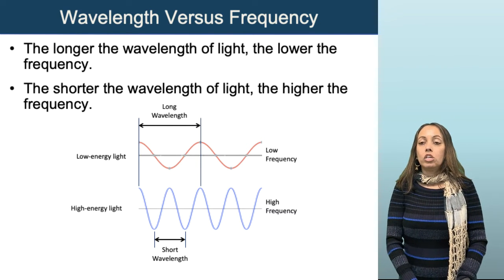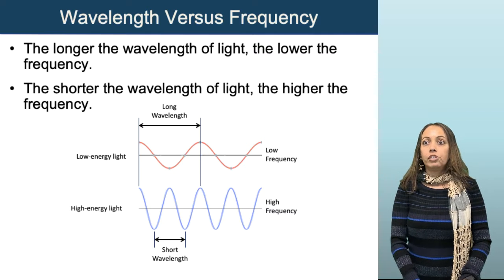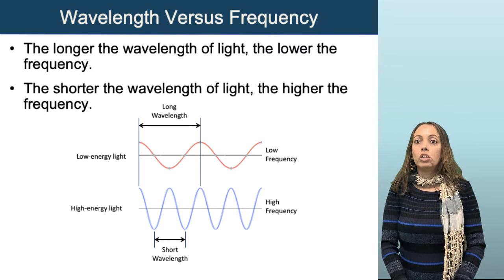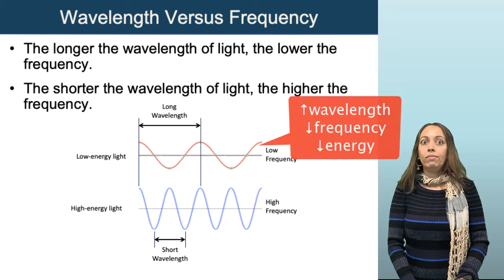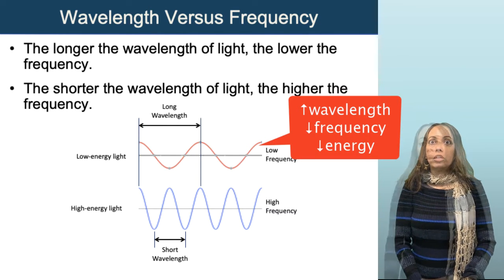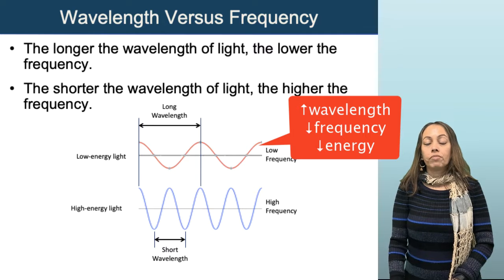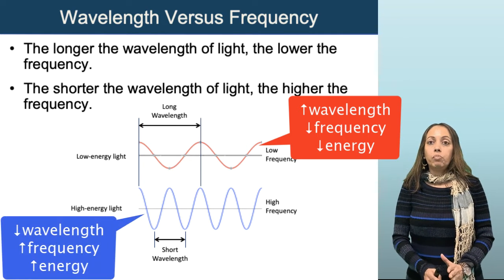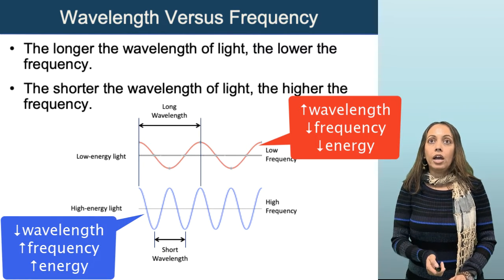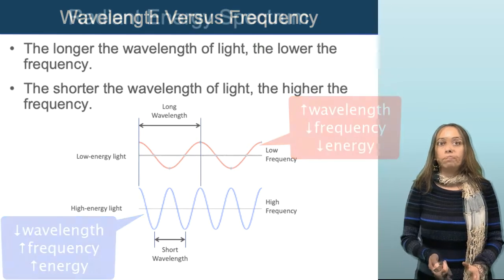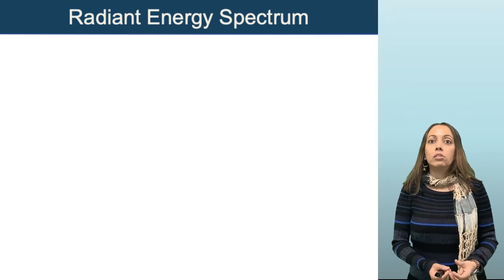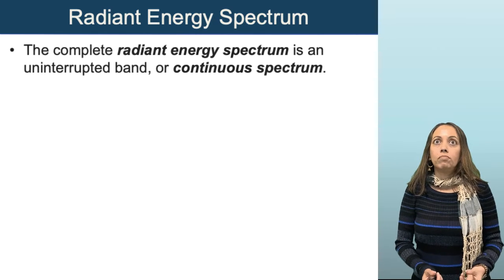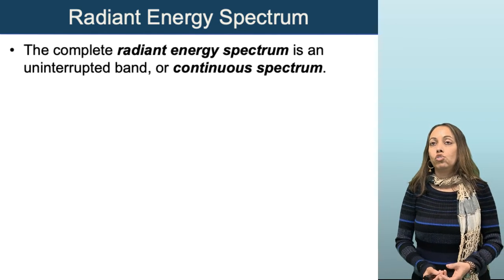Energy and frequency are directly related. Higher the frequency, higher the energy. So to summarize, higher the wavelength, lower the frequency, lower is the energy. So these three properties can describe any kind of light form or energy. There are many kinds of energies that are known to us, and this is given in the form of a spectrum, which is called the radiant energy spectrum.